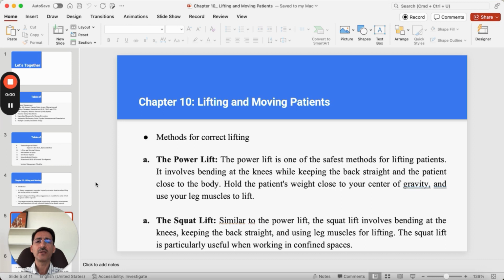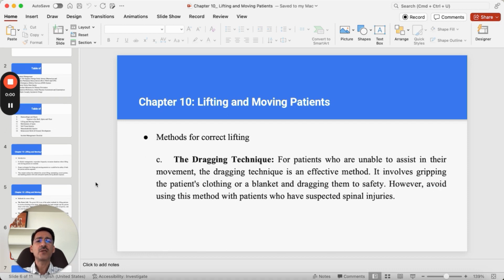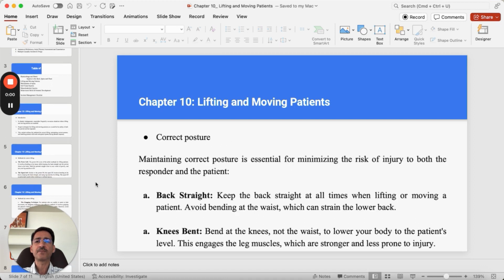The squat lift. Similar to the power lift, the squat lift involves bending at the knees, keeping the back straight, and using leg muscles for lifting. The squat lift is particularly useful when working in confined spaces. The dragging technique. For patients who are unable to assist in their movement, the dragging technique is an effective method. It involves gripping the patient's clothing or a blanket and dragging them to safety. However, avoid using this method with patients who have suspected spinal injuries.